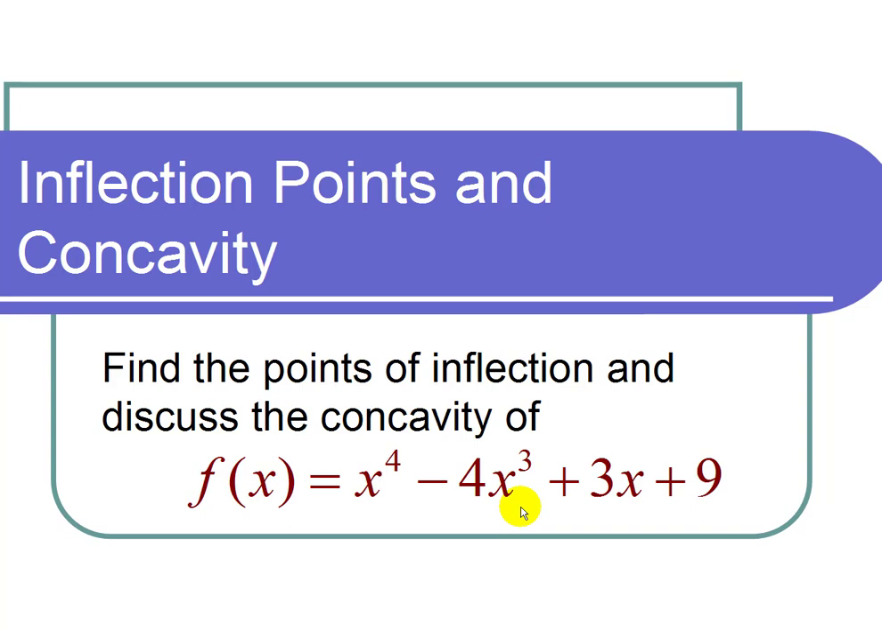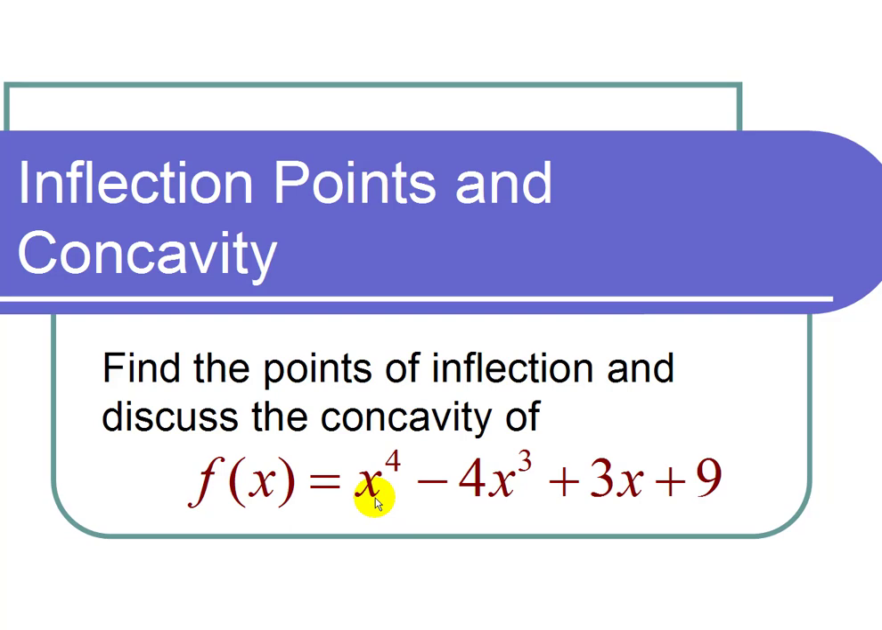So inflection points and concavity are all about the second derivative of f. Remember, if the second derivative is negative, it's concave down. If the second derivative is positive, it's concave up. And when there's a change from concave down to up or up to down, then that point is a point of inflection. So let's find the second derivative.